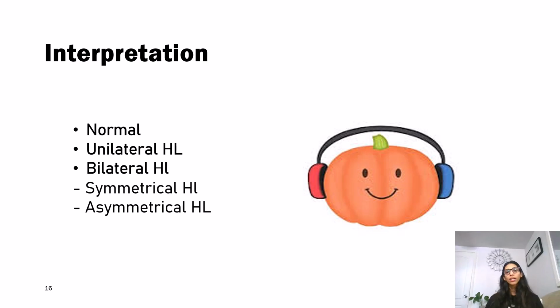Then again, based on all these factors, you can figure out whether the person is having normal hearing, or sometimes they might have unilateral hearing loss, or they might have bilateral hearing loss where both the ears are affected. And bilateral hearing loss also can be of two types. That is symmetrical, when both the ears have hearing loss, but it is at almost a similar level. Asymmetrical, when one ear is better than the other, even though both have hearing loss.